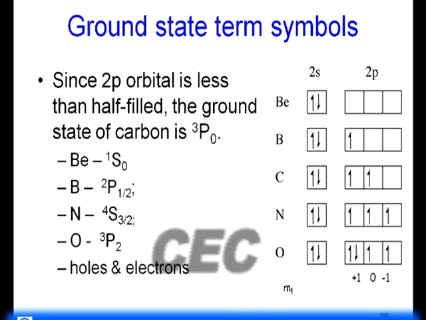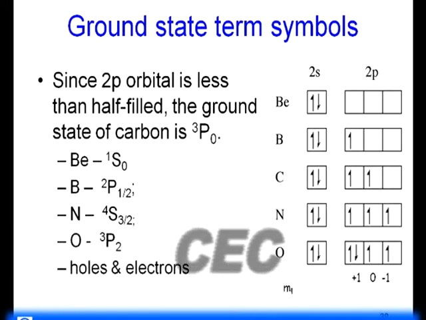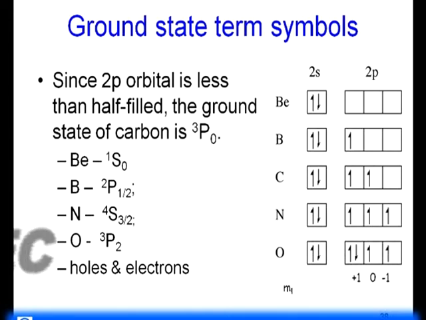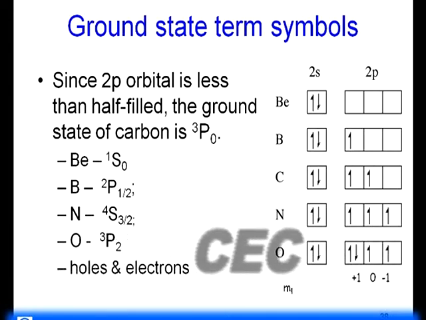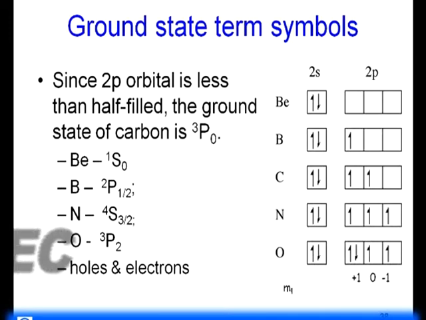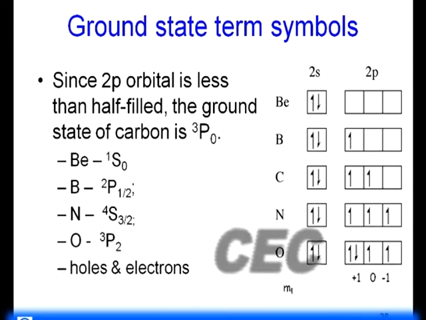Here in the case of carbon you have filled in 2 electrons and there are 4 more vacancies in the 2p orbitals which normally spectroscopists call holes. There are 2 electrons and 4 holes. In the case of oxygen you have 4 electrons and 2 holes. It doesn't matter whether you have 2 electrons and 4 holes or 4 electrons and 2 holes, the term symbol will be the same. The only thing that will be different is the J value that you will assign to the ground state, and in this case it is 3P2 whereas it was 3P0 for the case of carbon.